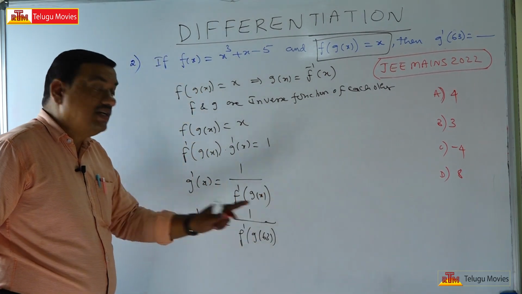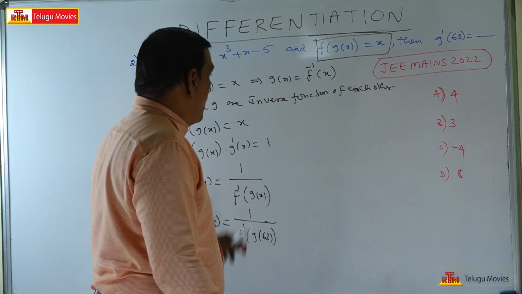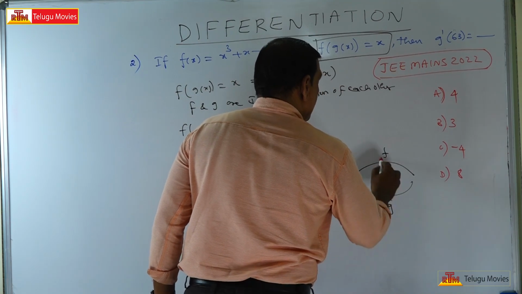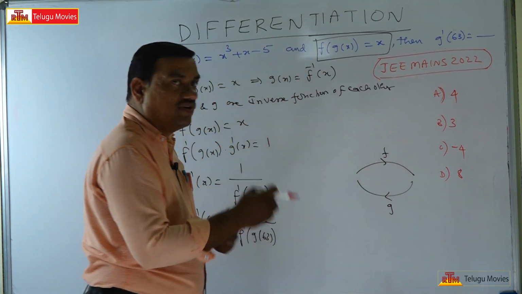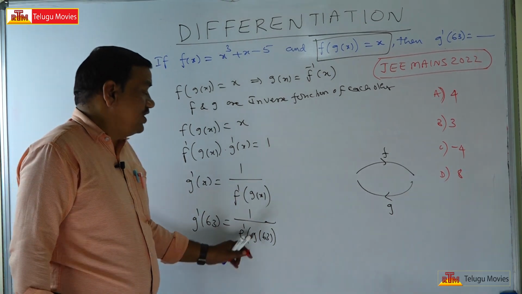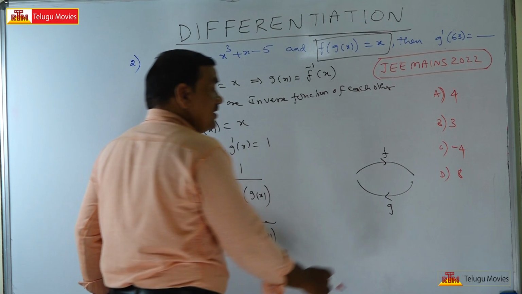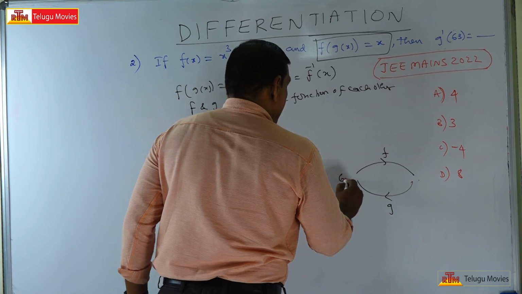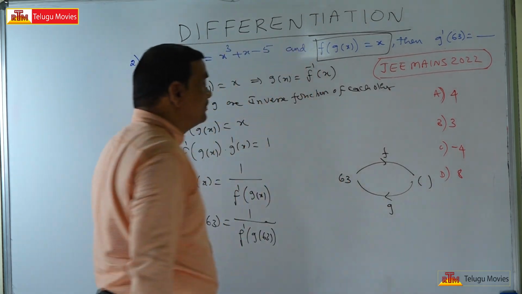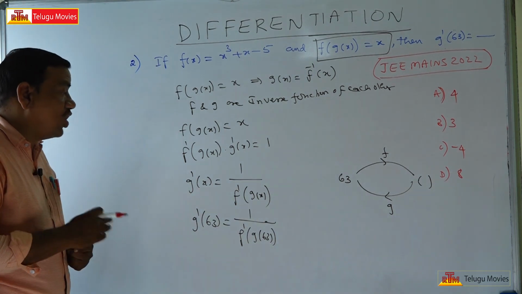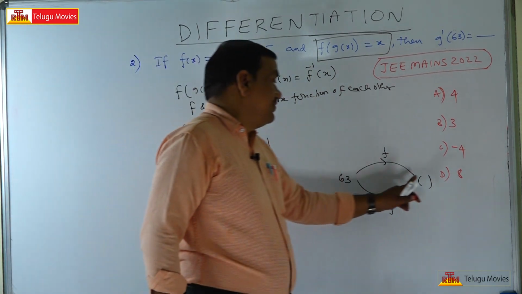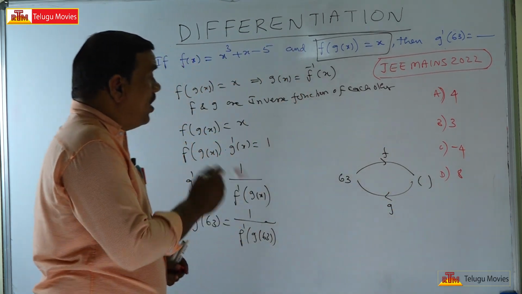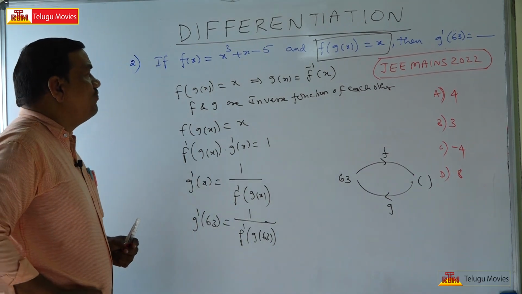Right. What is g of 63? I already told, this is the f function and this is the g function, both are inverse functions of each other. G of 63 means what? That means for what value of f you should get 63. If it is a function, here you should get 63. F of which value will be 63?